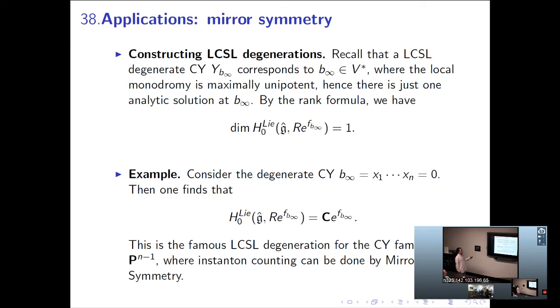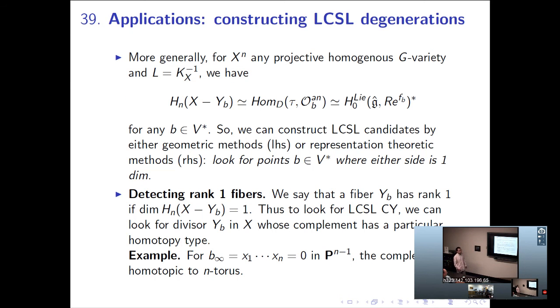I'm going to line bundle algebraic rank formula. So we're interested in looking for points where either side is one-dimensional. For simplicity, we can call such points a rank 1 fiber.